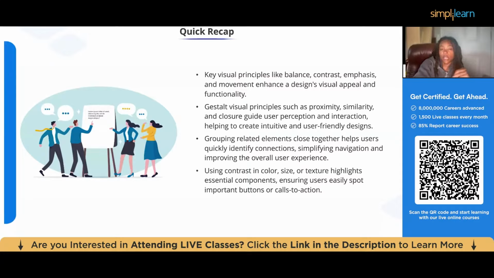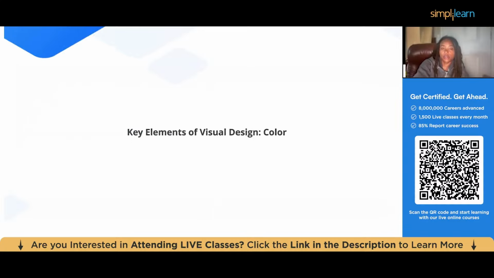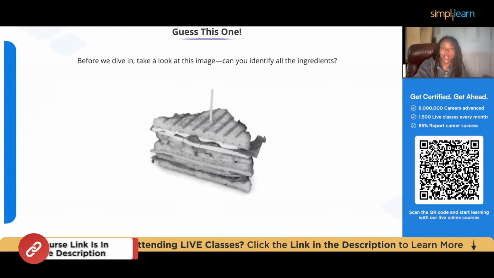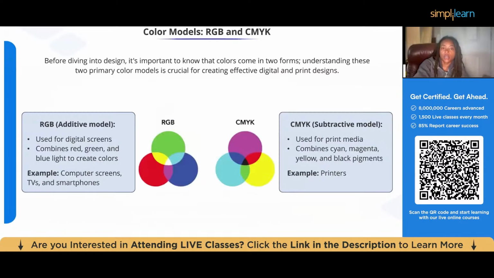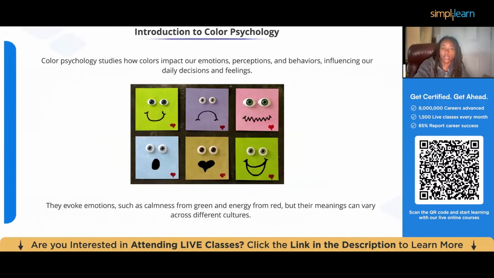We also went over grouping related elements close together, which helps users quickly identify connections, simplifying navigation, and improving the overall user experience. And then last but not least, we learned that using contrast in color, size, or texture highlights essential components, ensuring users easily spot important buttons or calls to action. So we went through one of the key elements of visual design, which was color, yesterday. And I'm just going to fast forward us to typography because that's where we left off.